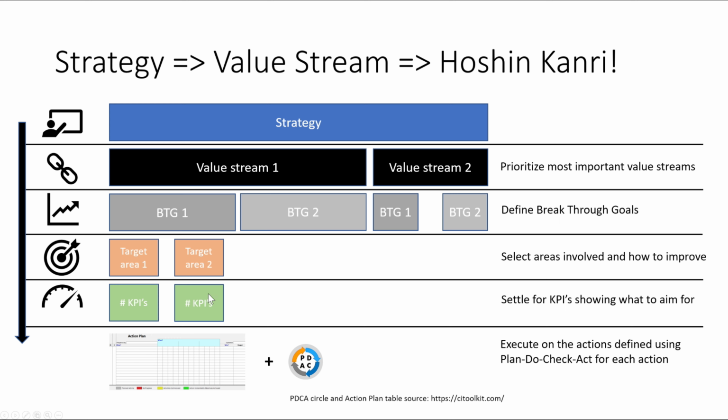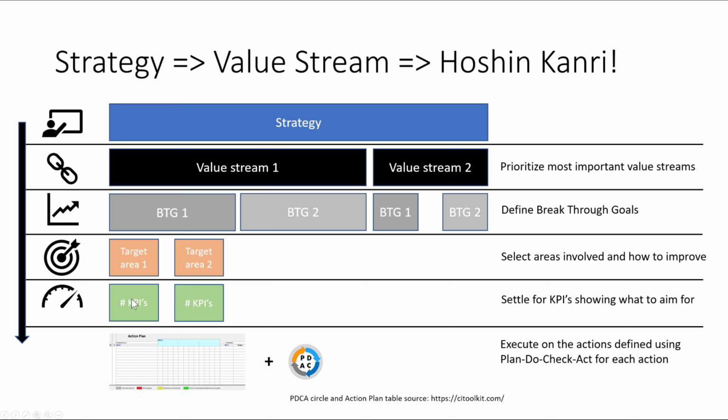In order to know that you achieve the goal, we have to define key performance indicators, and that is a set of metrics in order to know if you are on the right track to fulfill the breakthrough goal. So that is how you measure: am I on the right way? If not, I have to redefine the target areas or the breakthrough goal. Or maybe I also have to select another value stream because it turns out that this value stream is not the most important one.